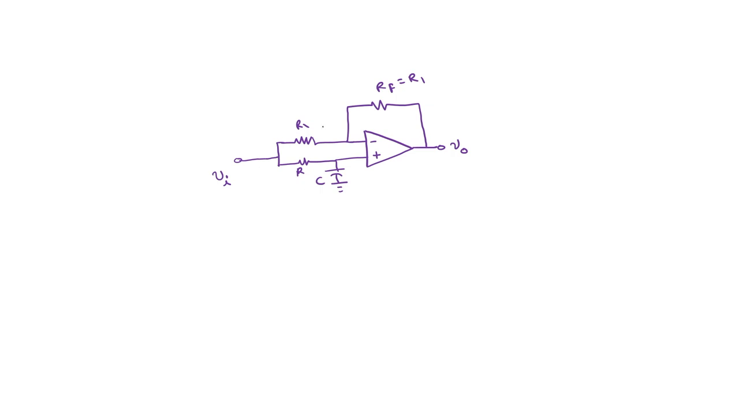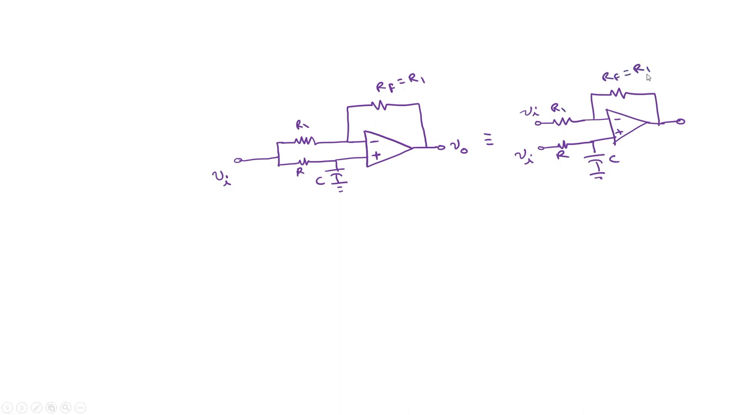This input is applied to the two terminals, inverting as well as non-inverting. This is actually equivalent to a two input circuit, but the inputs are the same. This is Vi, this is also Vi. So what is the output? The output will be the sum of the responses due to this Vi alone plus this Vi alone. Okay.